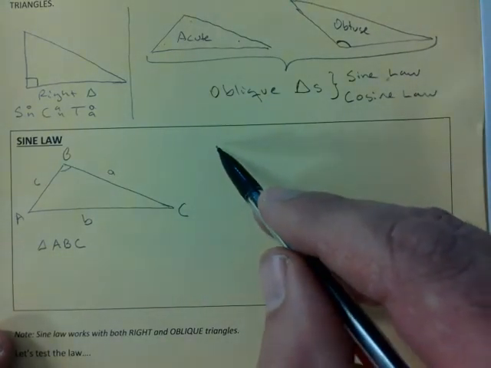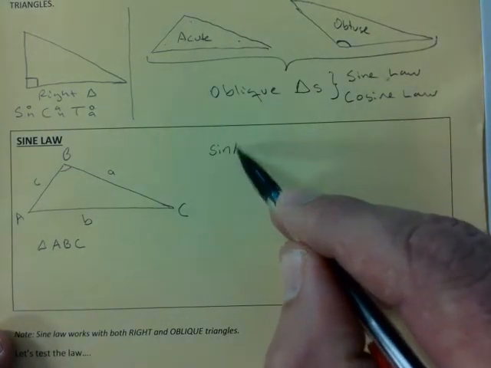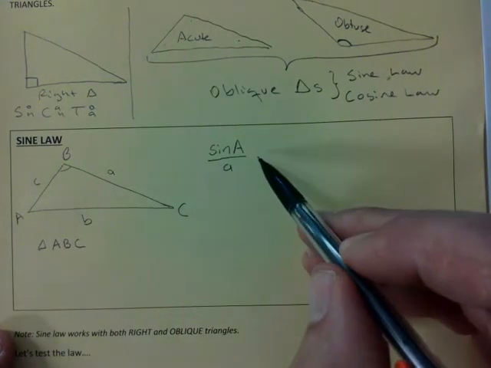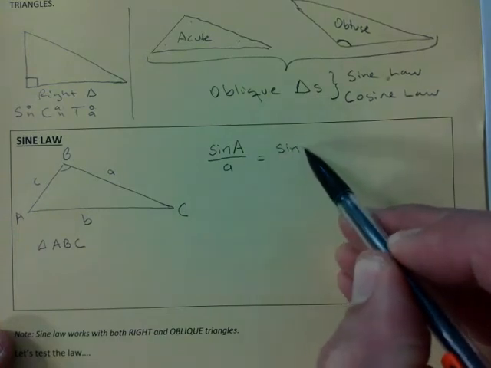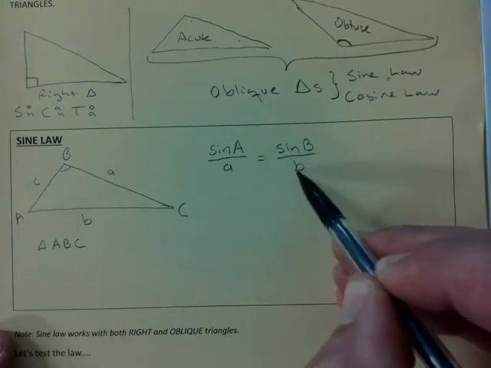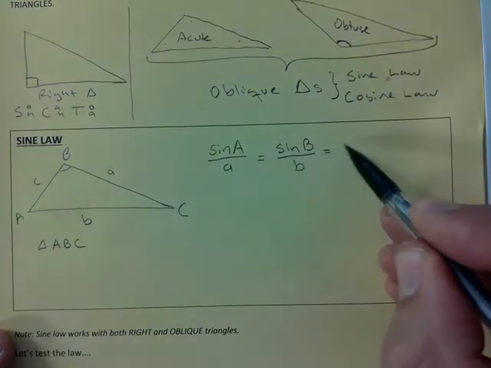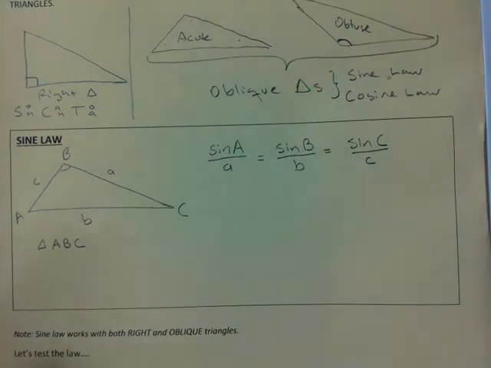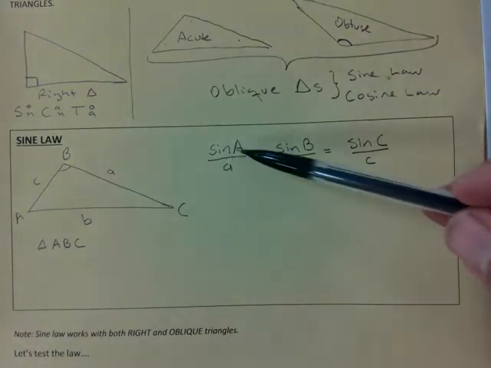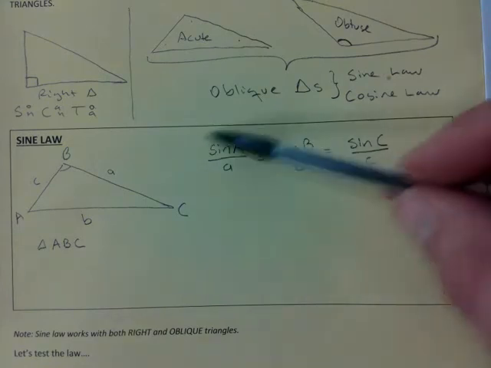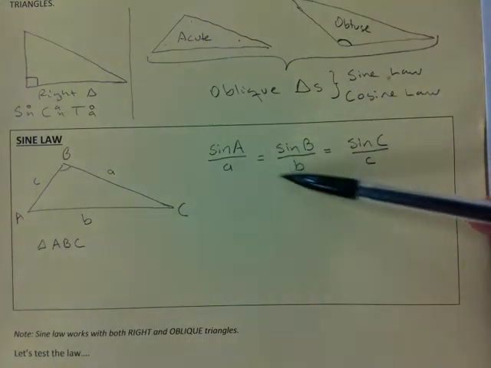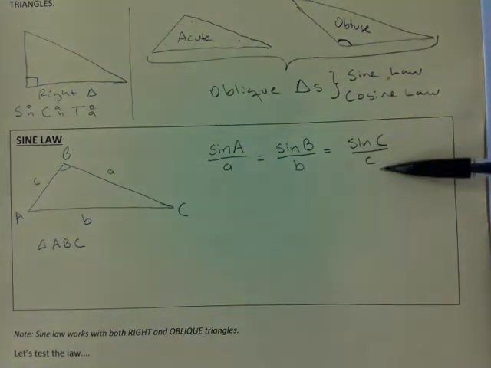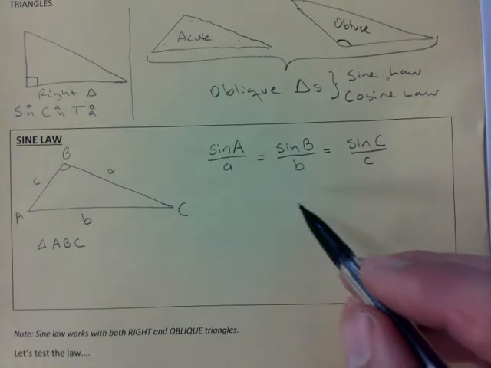This is what the sine law says. If you were to take sine of angle A and divide it by the side across from it, that's exactly the same as sine of B divided by the side that's across from it, which in turn, you see the pattern here. If you were to take the sine of the angle and the side across from it and divide that, you would get a decimal. That would be exactly the same as this, exactly the same as this. So notice that they're always paired up like this. Okay, that's one version of it.